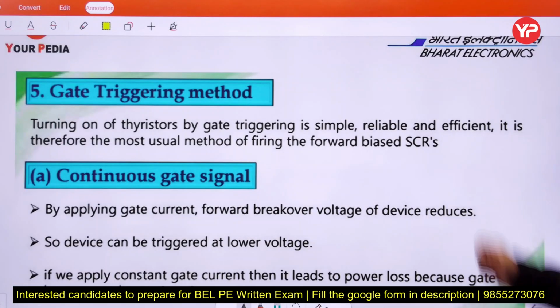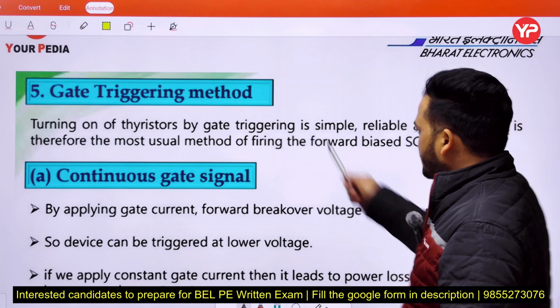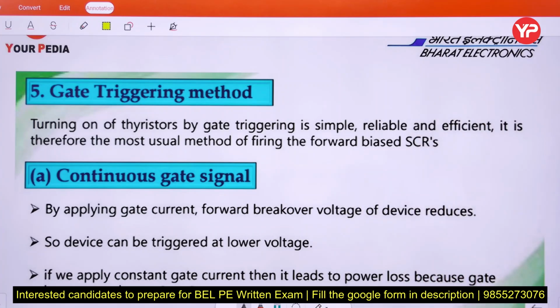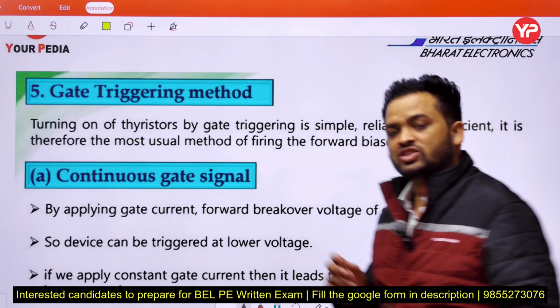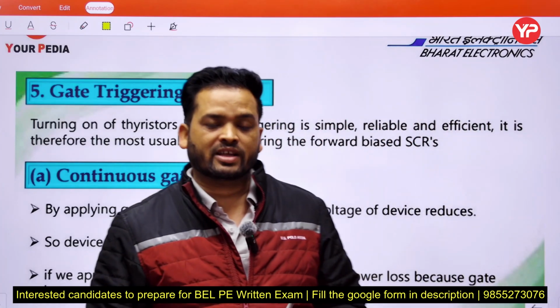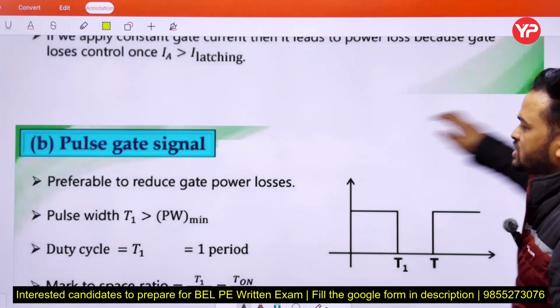Now the most preferable method is the gate triggering method. Turning on of a thyristor by gate triggering is simple, reliable and efficient. It is therefore the most usual method of firing of forward biased SCRs. Number 1, continuous gate signal. Continuous gate signal is not desirable for triggering the SCR. That's why we prefer the second method, pulse gate triggering.